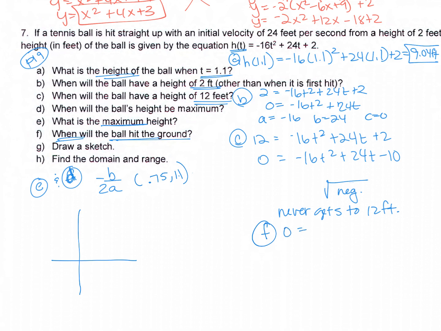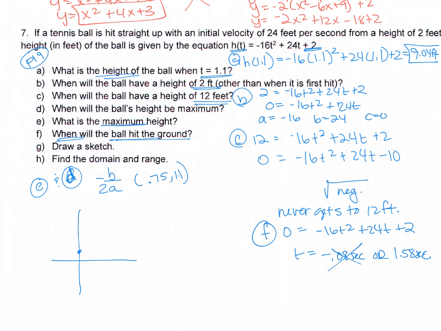So I'm going to set 0 equal to negative 16t squared plus 24t plus 2. And you're going to have to use the quadratic formula. You get negative 16 for a, 24 for b, and c is 2. You can take a look at my work in the solutions, but you're going to get negative 0.08 seconds or 1.58 seconds. So I know that it hits the ground at 1.58 seconds. It starts at 2 feet tall. I know that because that's my y-intercept.